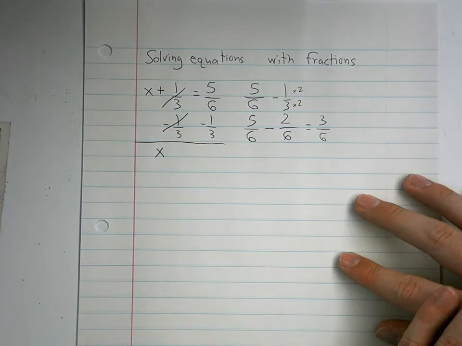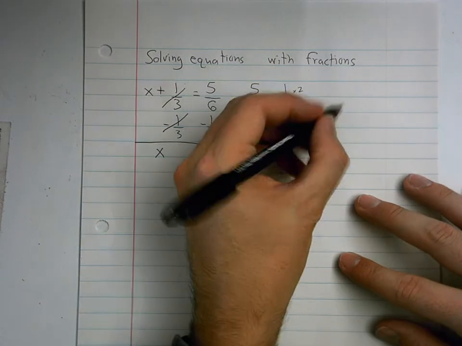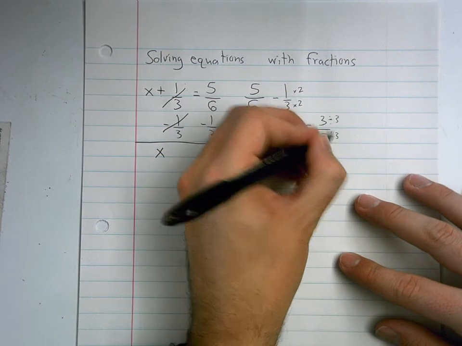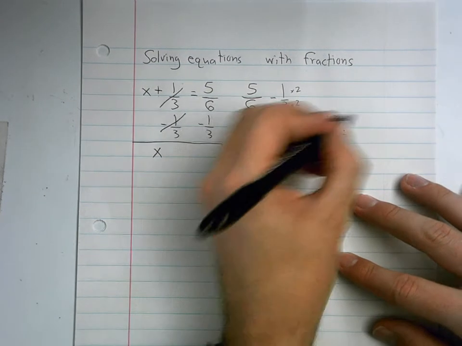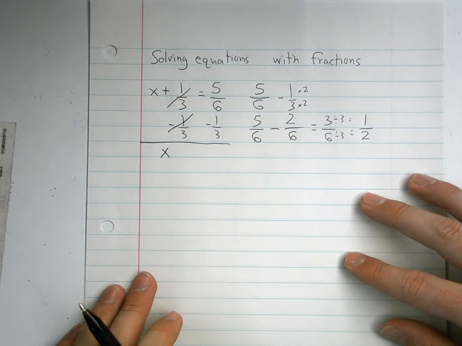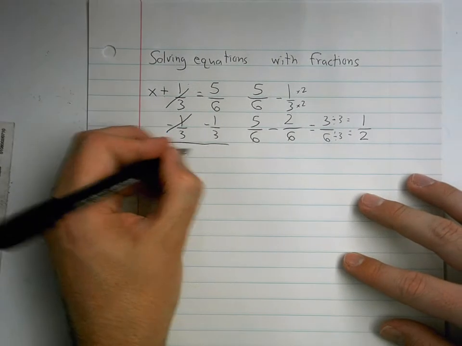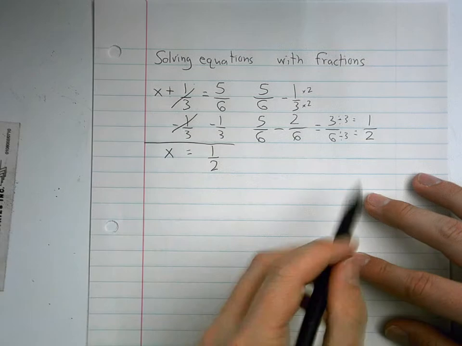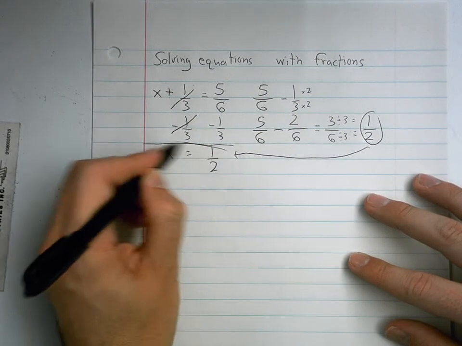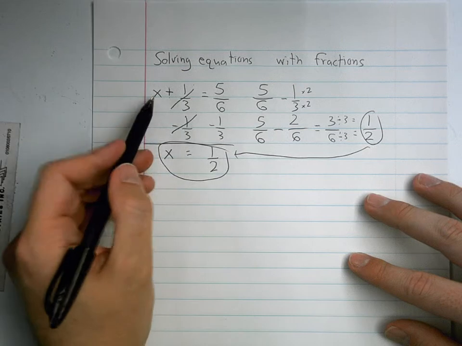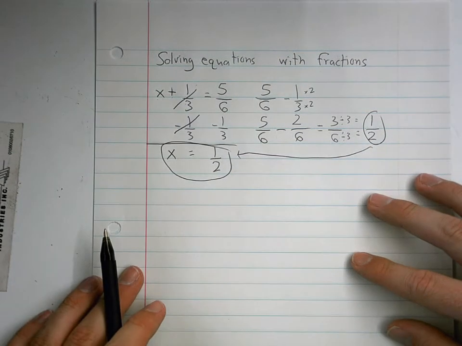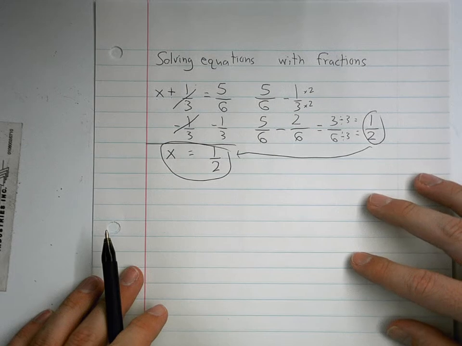Now 3/6 can be simplified. I can divide both by 3. And that is 1/2. Okay, so x equals 1/2. If I plug this 1/2 right here, 1/2 plus 1/3 equals 5/6. Okay, that's how we do it with addition or subtraction.